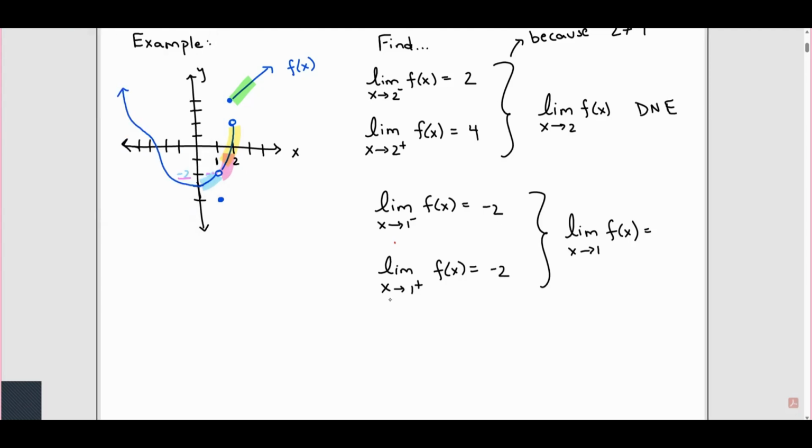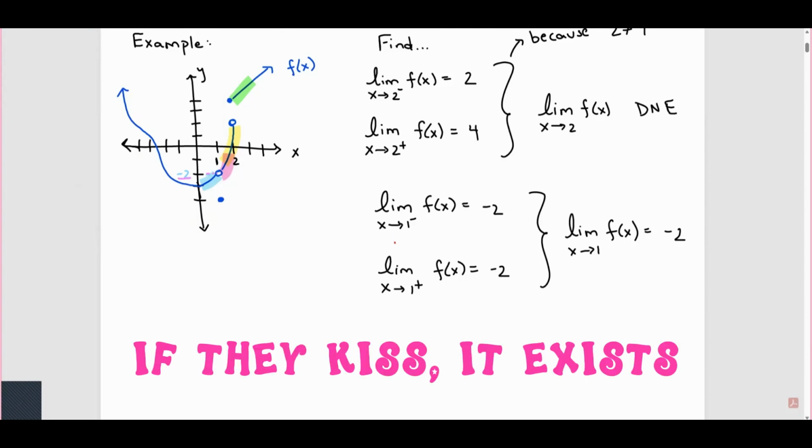Okay, so a couple things. One, because the left and right-sided limits are the same, that means that my limit at 1 exists and it is -2. And if we're looking at the picture, we're learning some information about when our limit exists and when it does not exist. So this is the little phrase that my instructor used to say. He would say, if they kiss, then it exists.